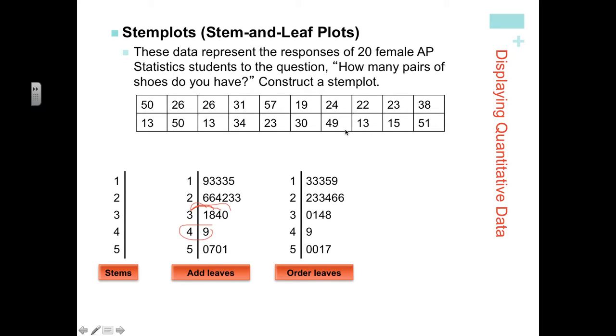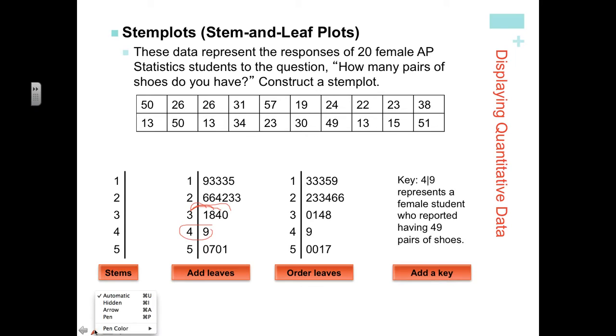Or you can order your numbers first, and then you would come up with this stem plot to begin. As your final step, you're going to need a key to represent the values. You don't have to choose this 49. You could have done 1 | 3, where 1 represents the same thing, only down here would be 13 pairs of shoes as opposed to the 49. So you're free to pick any value for your key.